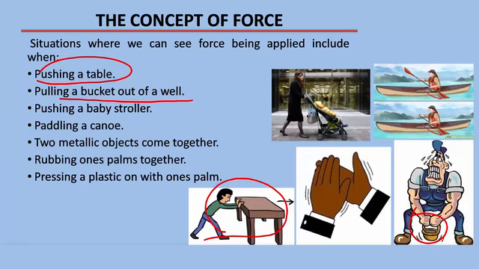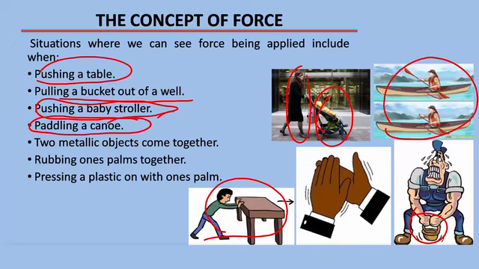Now, another area we can see the application of force is when pushing a baby stroller. We can see this woman pushing this stroller. That is, force is being applied from the person to the object. Force can also be seen when paddling a canoe, as can be seen in this diagram here.